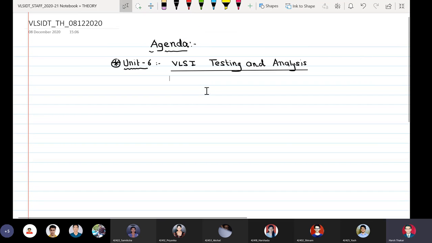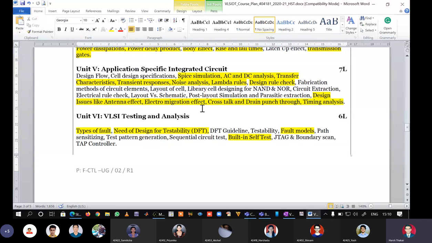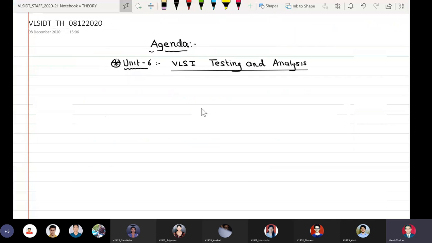Before we start speaking about these topics such as types of faults, need of DFT, fault models, BIST, etc., we need to understand how important it is to test a chip before it is actually put into a system, and before a system is commercialized for sale.